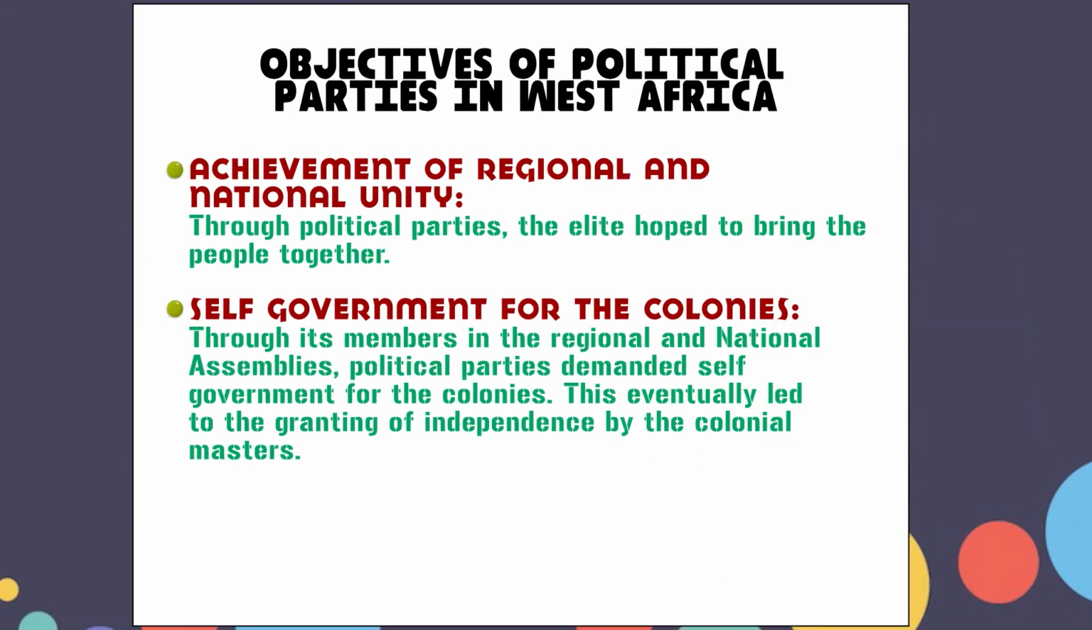The last but not the least objective for the formation of these political parties and associations was to demand self-rule or self-government from the colonial government. This objective was the greatest because the parties prepared the people to take over power from the colonial authorities. They demanded self-rule through constitutional conferences. In this way, they were able to gain independence for the various West African colonies from their colonial masters.